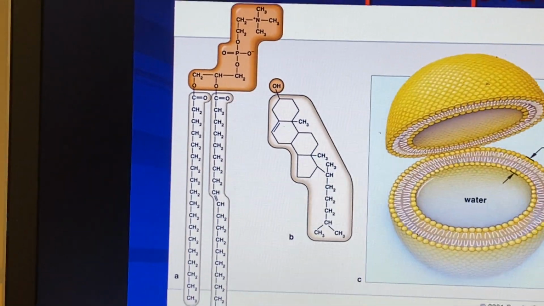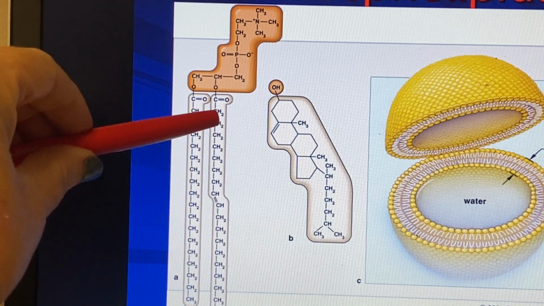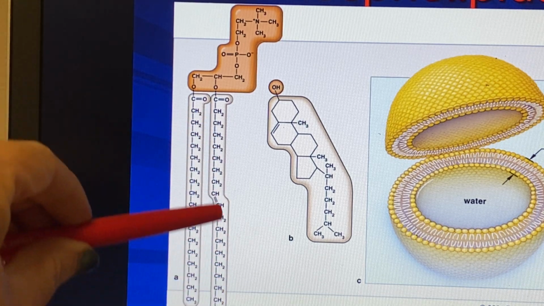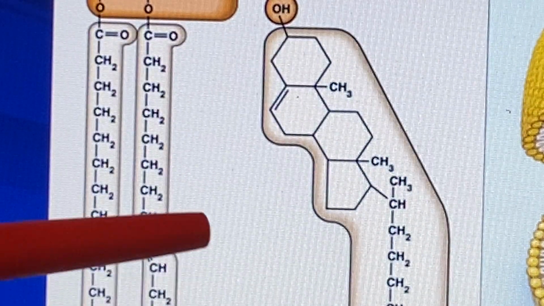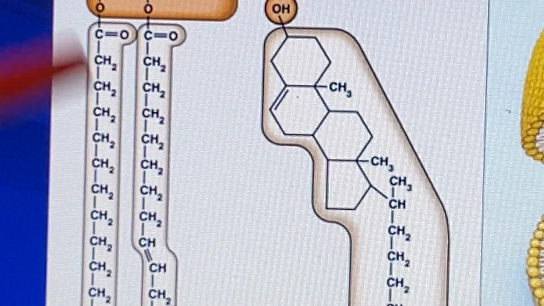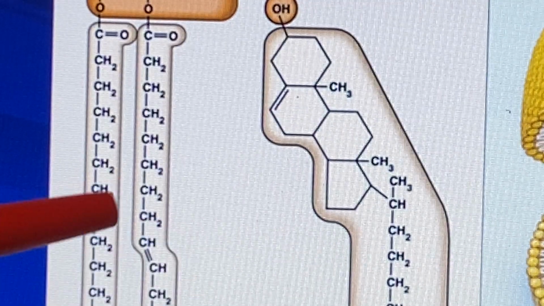Okay, but I want you to note the difference between this lipid tail and this lipid tail. So notice this one has a little bit of a kink to it. And if I zoom in on it, you'll notice that instead of having a single bond, which is one little line, it has what looks like an equal sign.